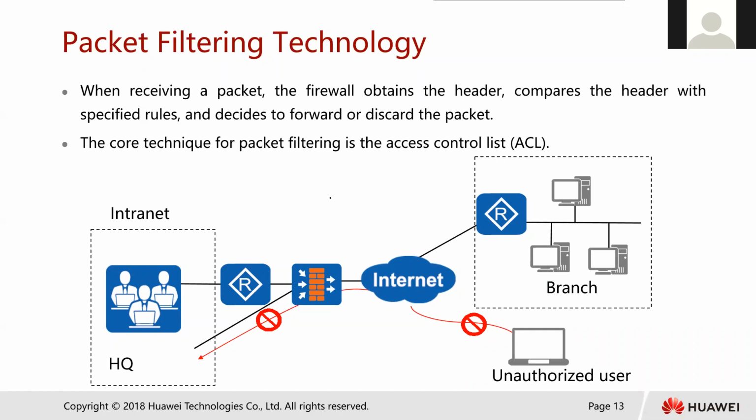About the packet filtering technology, we call it the access control list. That means we depend on the IP address. For example, we filter by source IP address and destination IP address. So this is packet filtering technology.